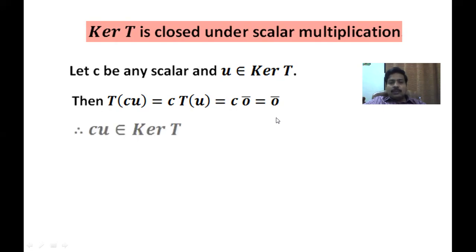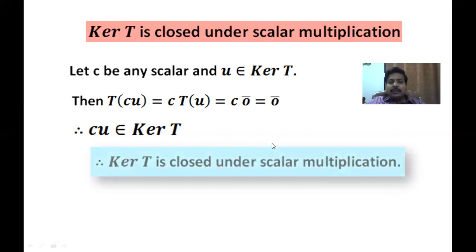Cu belongs to kernel T. So Cu belongs to kernel T whenever u belongs to kernel T and C is a scalar. So I can say that kernel T is closed under scalar multiplication. So all the three properties of a subspace are proved here.